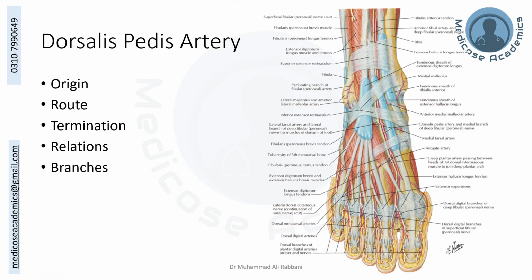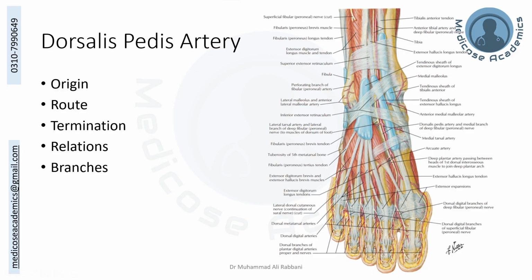Origin is not any anatomical demarcation seen here, but it's a landmark origin. Before this point, this is called the anterior tibial artery. After this point, that is called the dorsalis pedis artery. What is this point? This point is the line joining the lateral malleolus with the medial malleolus. So this is the dorsalis pedis artery.